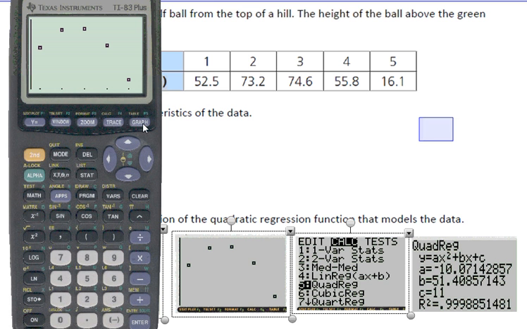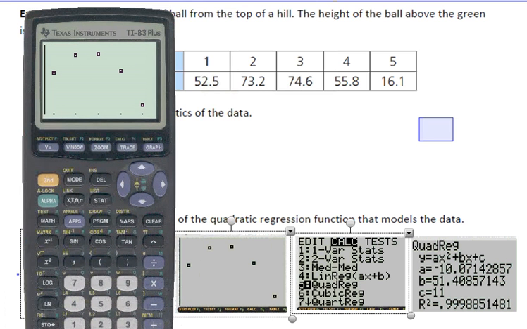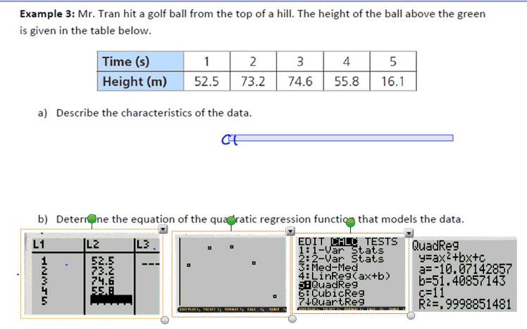So which one's best? Now this graph, it says describe the characteristics of this graph. What are the characteristics of this graph? It looks quadratic or could be cubic because both are curved. Could be, right? So how we would describe the characteristics is that it's curved because it's increasing then decreasing.